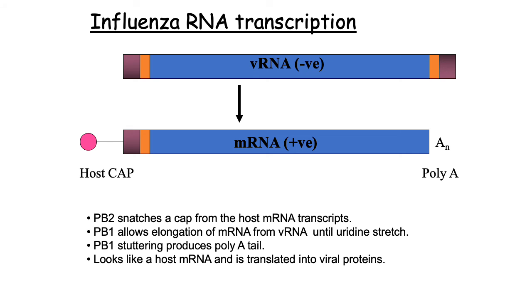And then once PB1 gets to the poly U's down here at the end, the 5 U's, it's going to stutter until it's made a big, long poly A tail, which is A, and there are so many of them that we don't even count them. We're just going to put a little N at the end of it. That little A with the N at the end is a universal symbol for poly A tail. And the messenger RNAs are what we're going to translate to make new viral proteins.